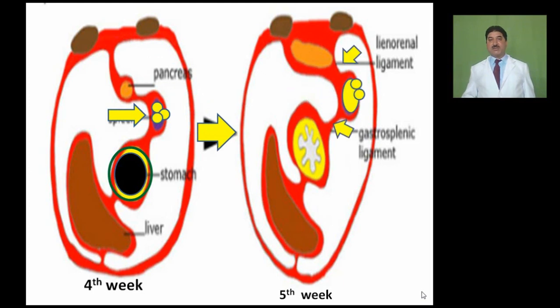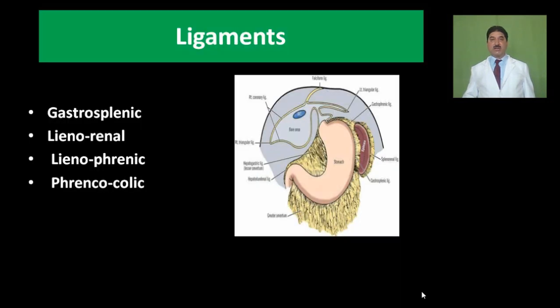The superior border of the spleen is notched. This is due to the fusion of these spleniculi. Now, what are the ligaments of the spleen?